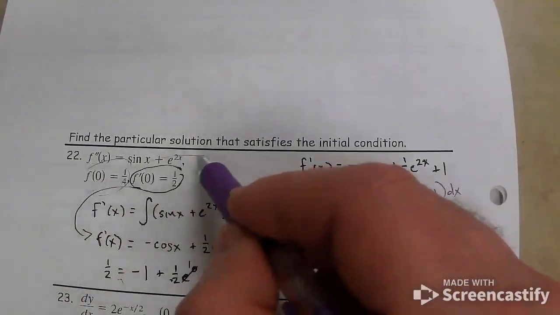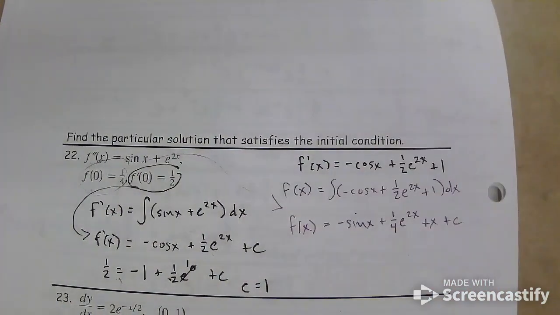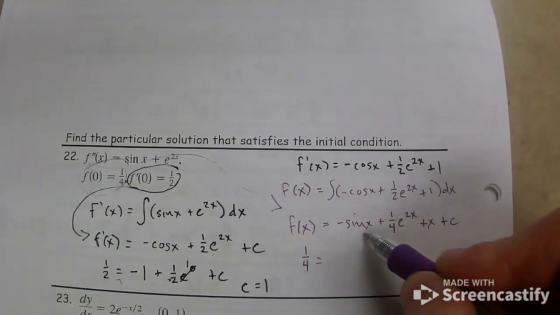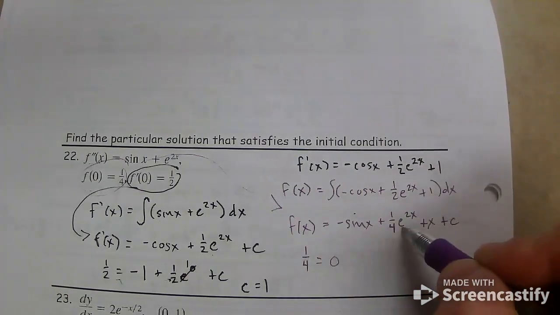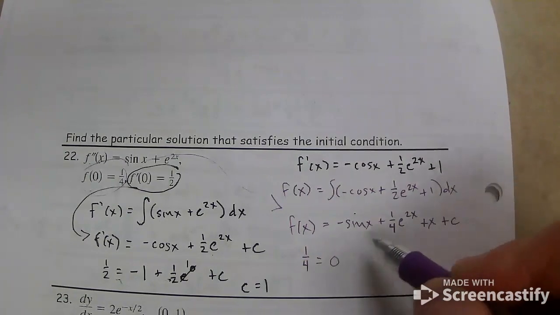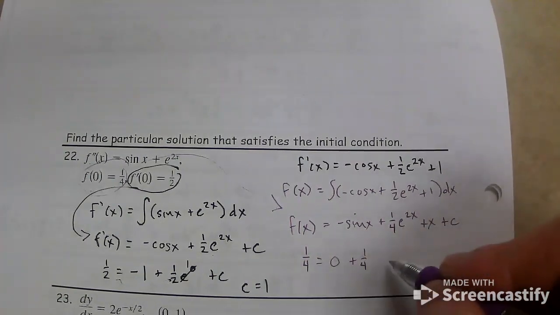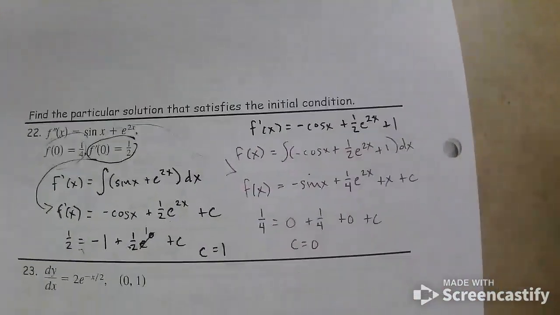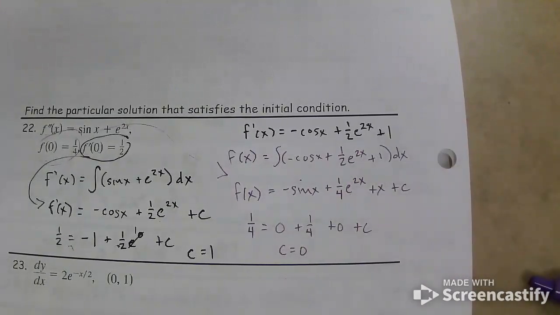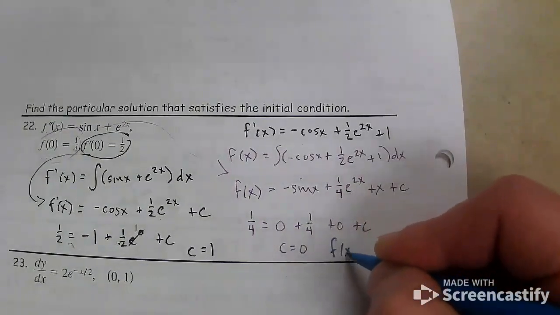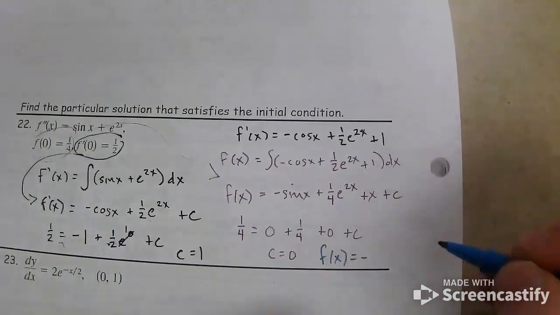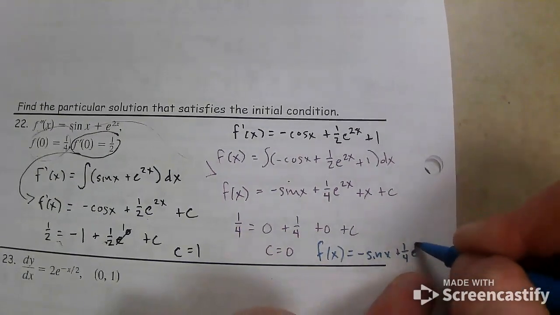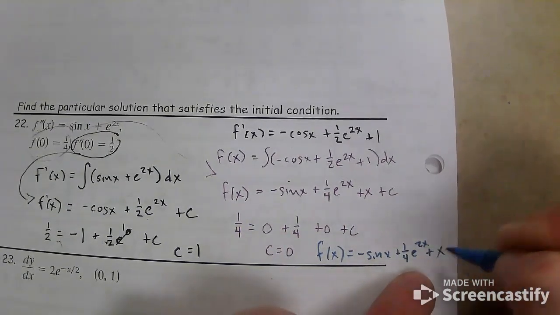And I have the info of 0 and 1/4 here that needs to be plugged in. So this is going to be 1/4 equals sine of 0, which is 0. This is going to be e to the 0, which is 1. So this will be plus 1/4 plus 0 plus c. So in this case, c equals 0. So the final answer here is going to be f of x equals negative sine x plus 1/4 e to the 2x plus x.